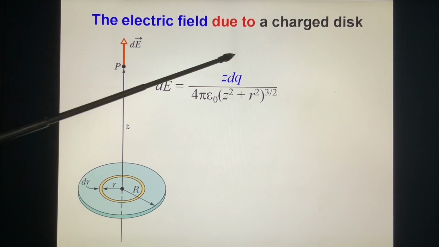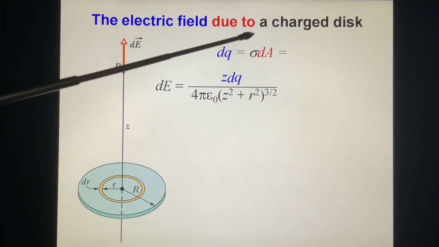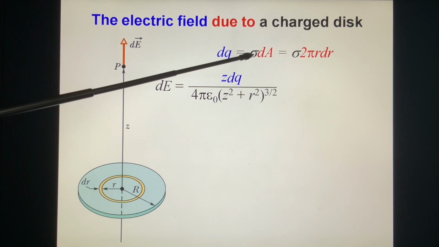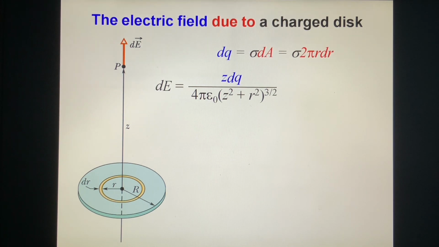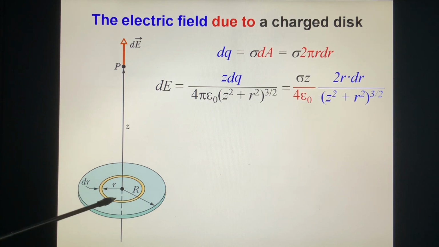Now let's see, what is the dQ? dQ on this ring is equal to surface charge density sigma times its surface area. Its surface area is equal to the circumference of the ring, 2 pi r, multiplied by its width dr. So this is sigma dA, which is dQ. We put them together and we get this answer: dE equals sigma z 2 pi r dr over the same denominator. This dE is produced by this ring with radius r.